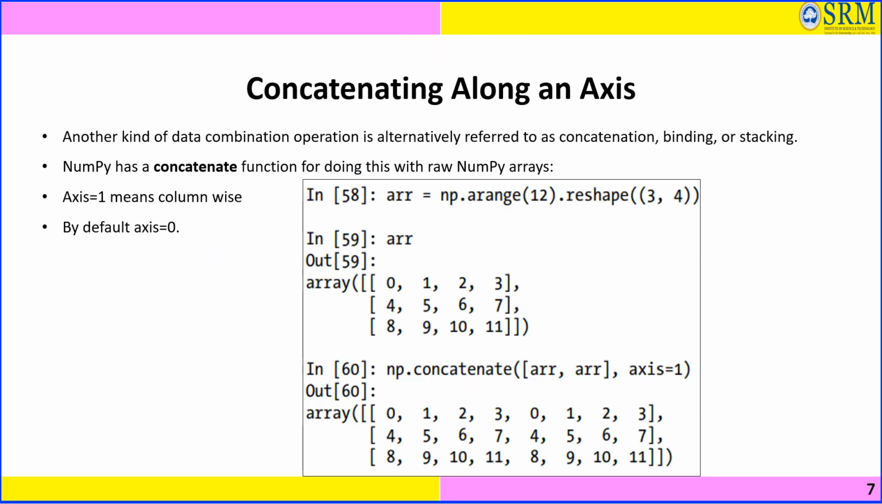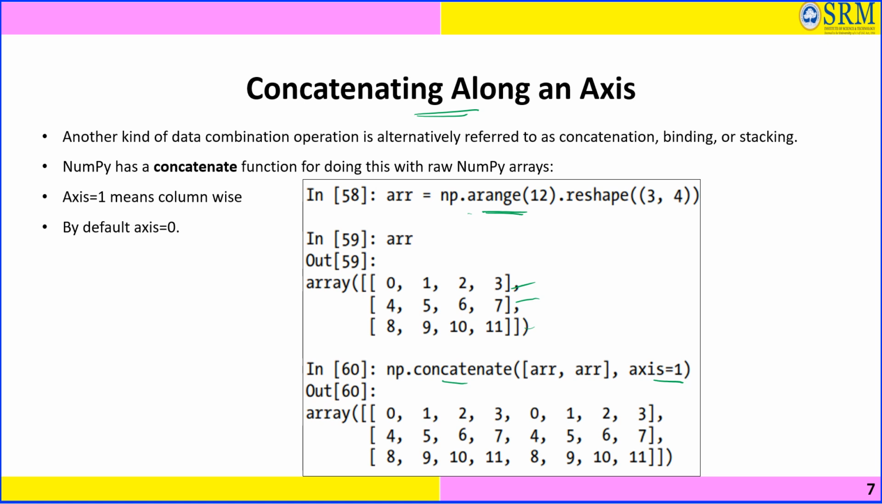And the next combining data set method is concatenating along the axis. Either we perform it column wise or row wise. In this example, you take an array, arrange it from 0 to 11, and the shape is 3 comma 4, so there are 3 rows and 4 columns. This is one array, and I want to concatenate it with the same array. In that case it is axis equal to 1, which means horizontal stack.